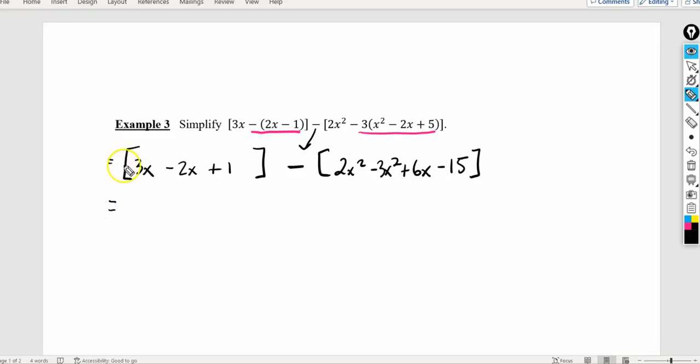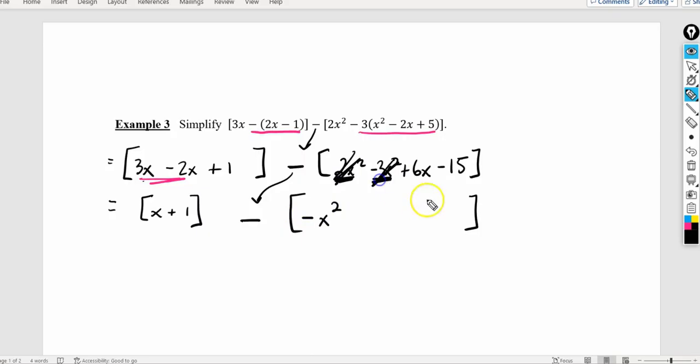Okay. Now there's nothing out the front. I can combine these. 3x minus 2x is 1x, which I'm just going to write as x. Then I'm copying that subtraction symbol, and I'm going to clean up inside here. 2x squared minus 3x squared is negative 1x squared, which is just negative x squared. Then plus 6x minus 15. Now, there's nothing in front here, and all of these terms have been combined as much as I can, so I'm just going to drop these square brackets.